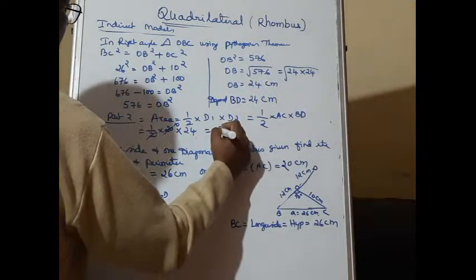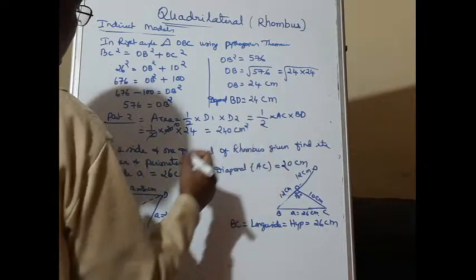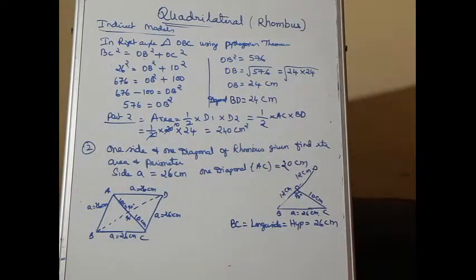240 centimeter square. Children, they'll give one diagonal and one side. These are all indirect models. Indirect models are quite hard. This is a reverse model, a little hard, more marks for this. Straight models are quite easy.